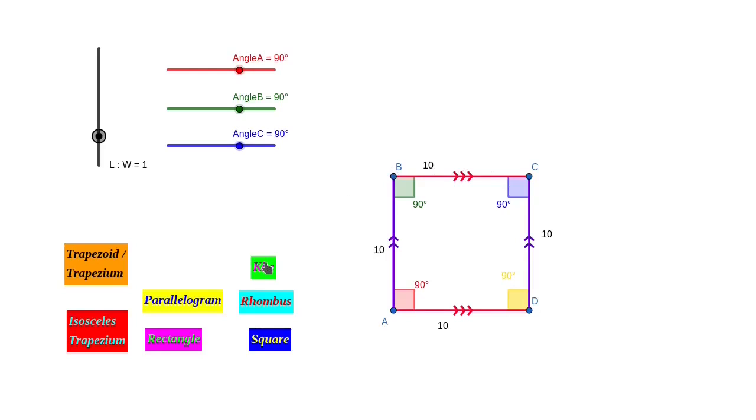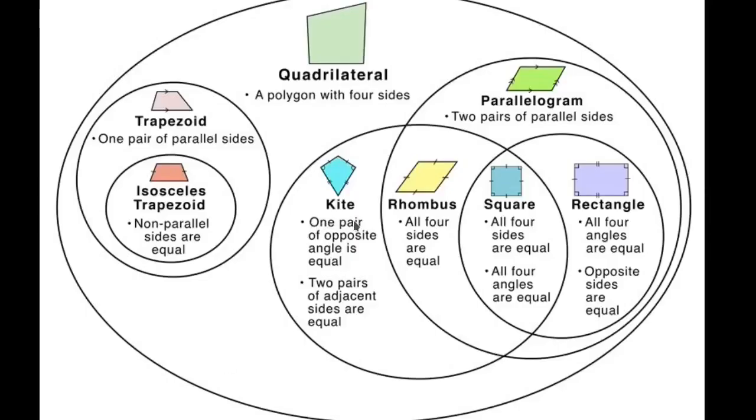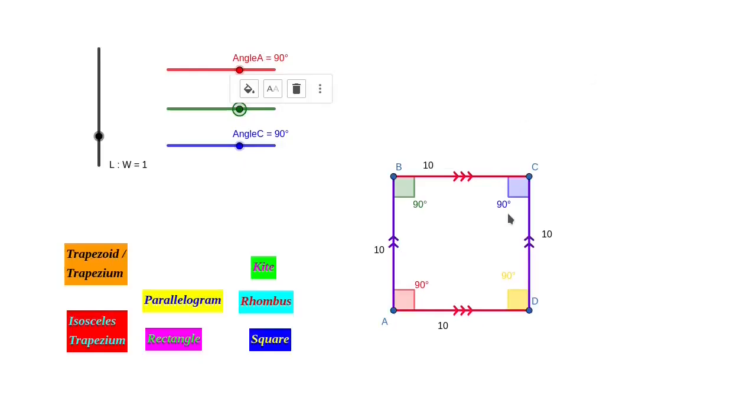First we will talk about kite. Kite is completely a different kind of quadrilateral. Here you can see it is completely a different branch. So the definition of kite is that one pair of opposite angles is equal and also two pairs of adjacent sides are equal. To make a kite, we will take angle A and angle C. Their values should be equal. Here already their value is 90 degrees. Now we will change the value of angle B.